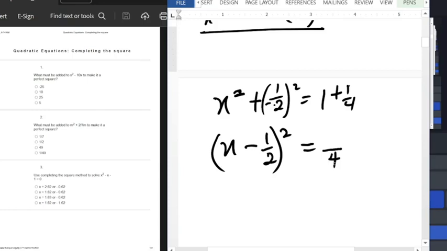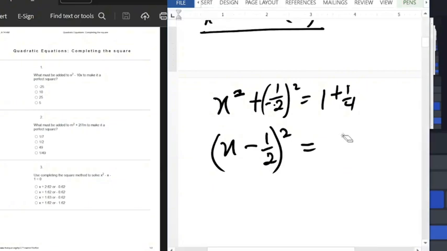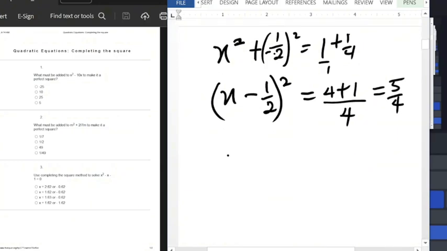I hope I'm making sense. How did I get 5 over 4? Let me explain that. You find the LCM, which is 4. 4 times 1 is 4, plus 1 times 1 is 1. So that gives 5 over 4. So the next stage is that we have x minus 1 over 2.